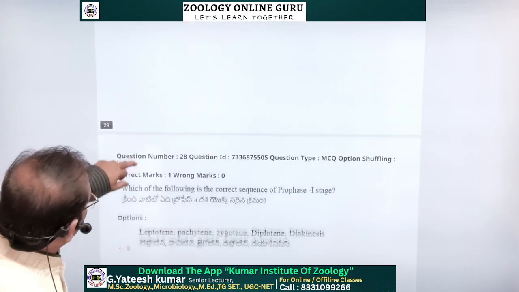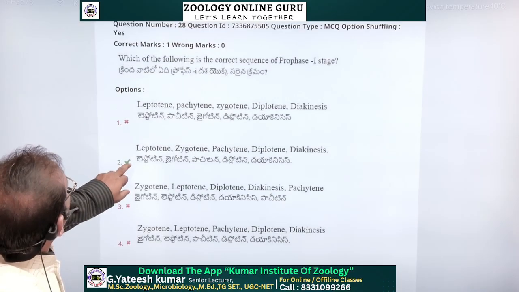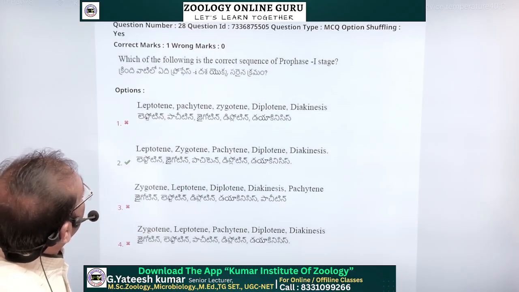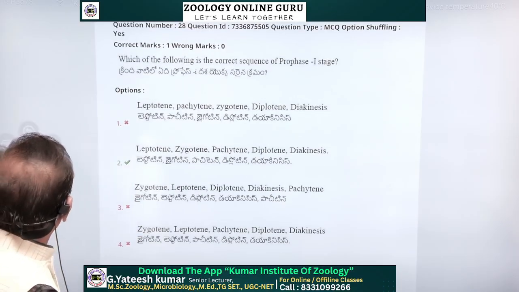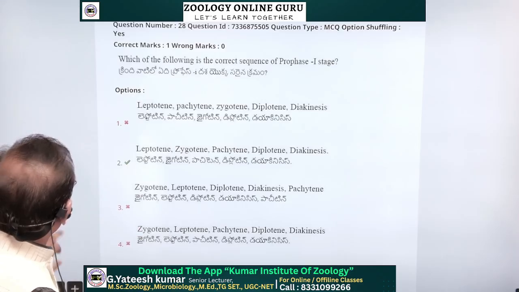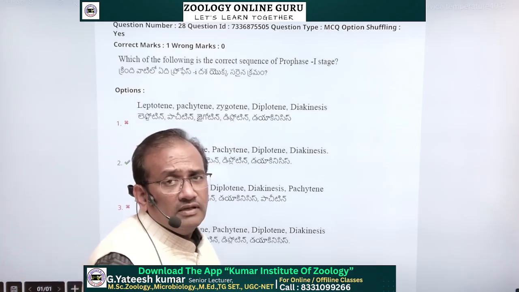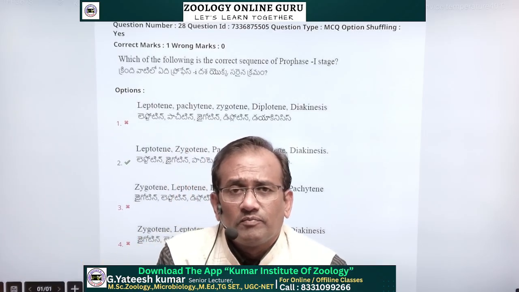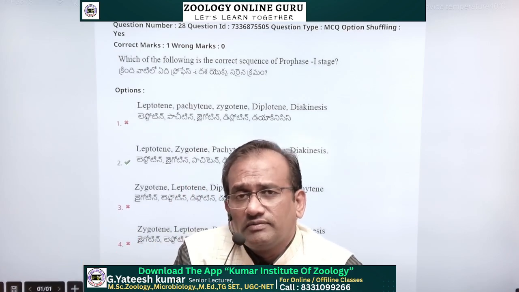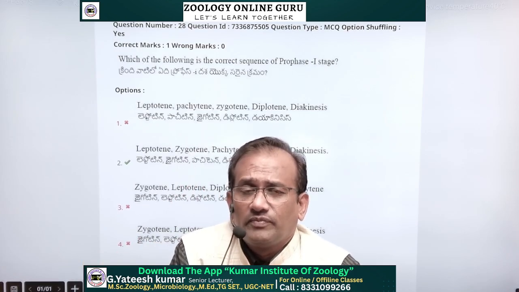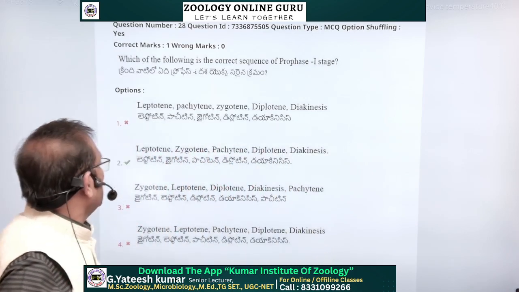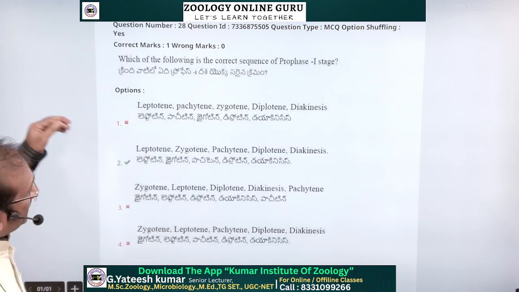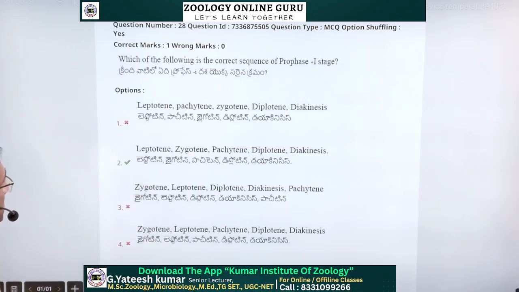That is the answer. And here, which of the following is the correct sequence of prophase 1? Prophase 1 in meiosis 1. In prophase 1 there are 5 stages: leptotene, zygotene, pachytene, diplotene, diakinesis. So we have to arrange the correct sequence.